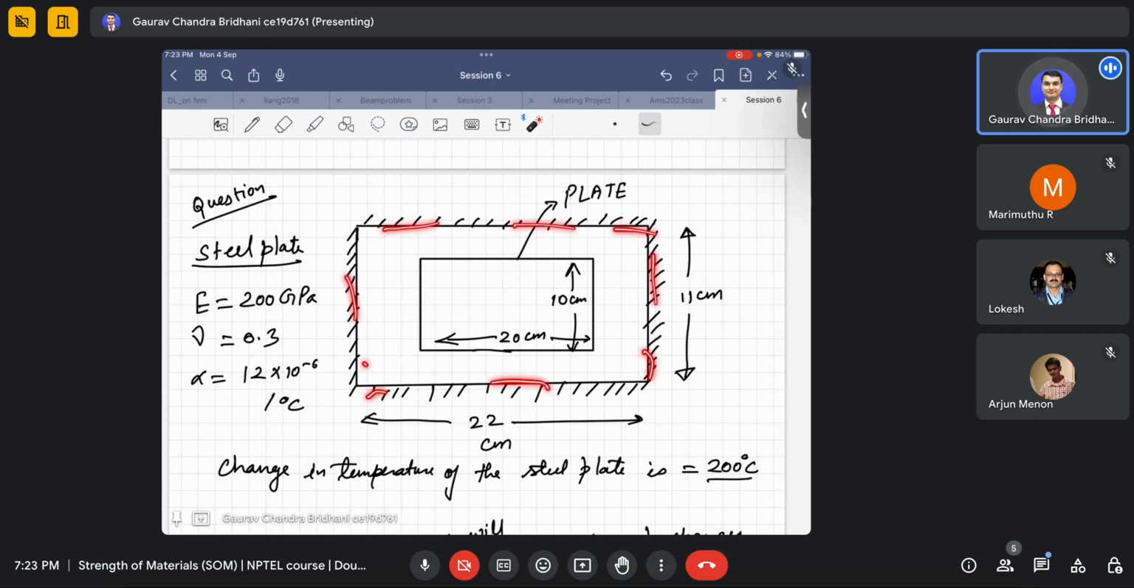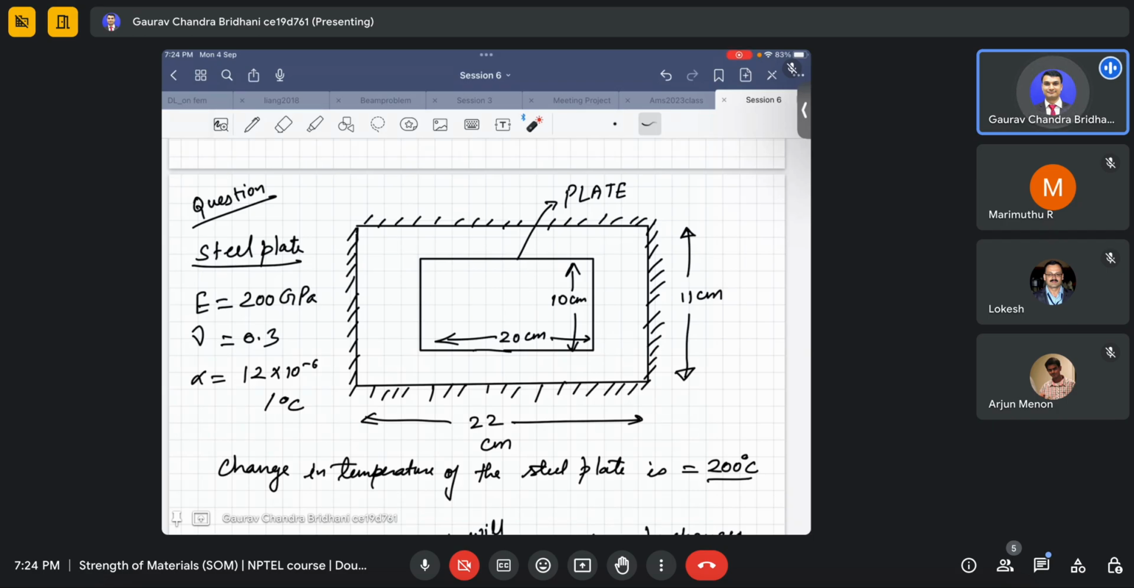So what will happen? Till the time the plate does not touch these edges, do you think it will have any stress induced due to thermal loading? Till this edge doesn't touch this edge, will there be any thermal stresses induced? Yeah, correct. No, because there is no contact. But do you think there will be thermal strains? Yes, because we are applying a thermal loading, so it will cause a thermal strain, but it won't cause a thermal stress. So when will it cause a thermal stress? Only when it is restrained.